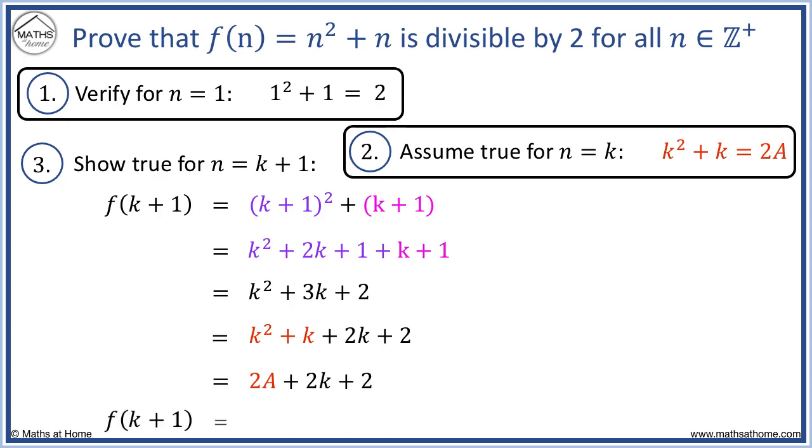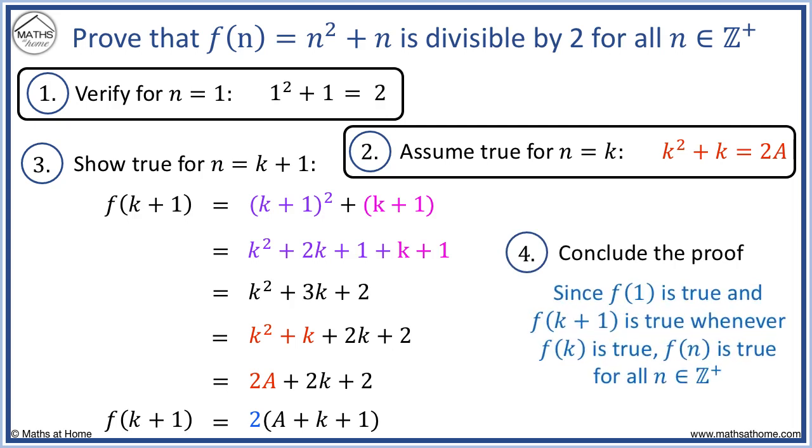Now we can see that this can be written as 2(a plus k plus 1). And since there is a factor of 2, this must be divisible by 2. We can conclude the proof by stating that since f(1) is true and f(k plus 1) is true, whenever f(k) is true, f(n) is true for all n.